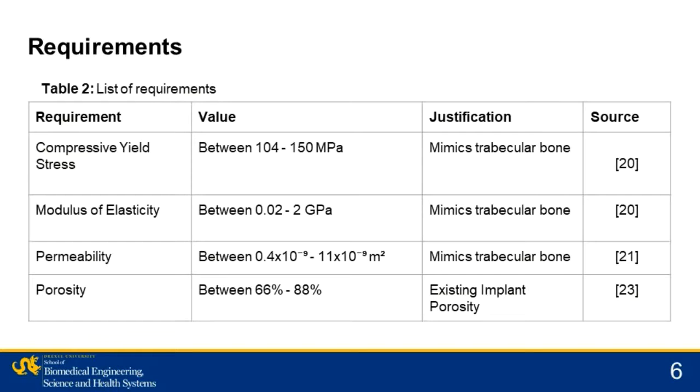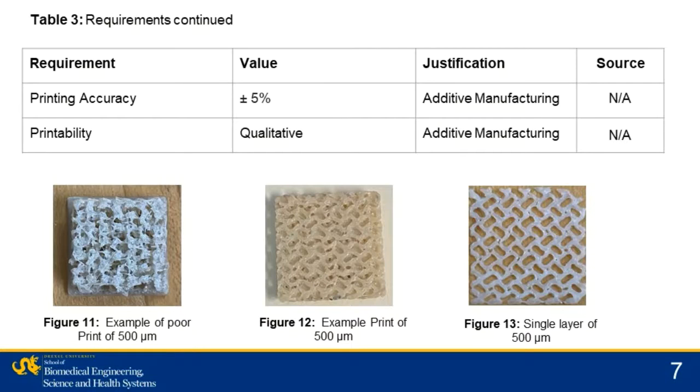Many requirements such as compressive yield stress, modulus of elasticity, permeability, and porosity were established to accurately mimic trabecular bone as well as existing implant technology. Printing accuracy and printability are also requirements that must be considered due to the process of additive manufacturing.